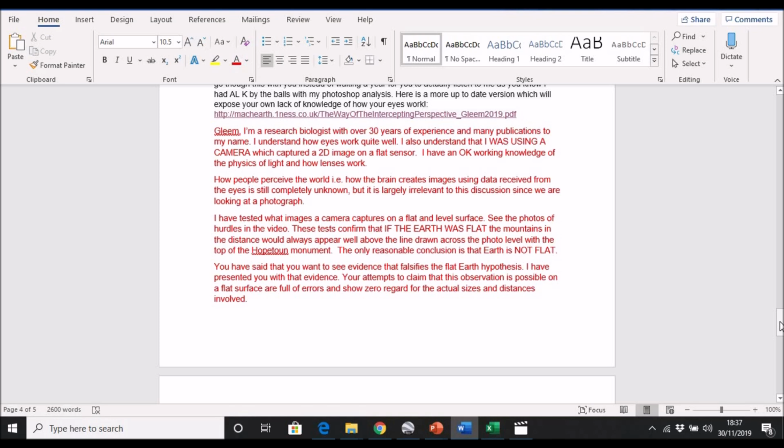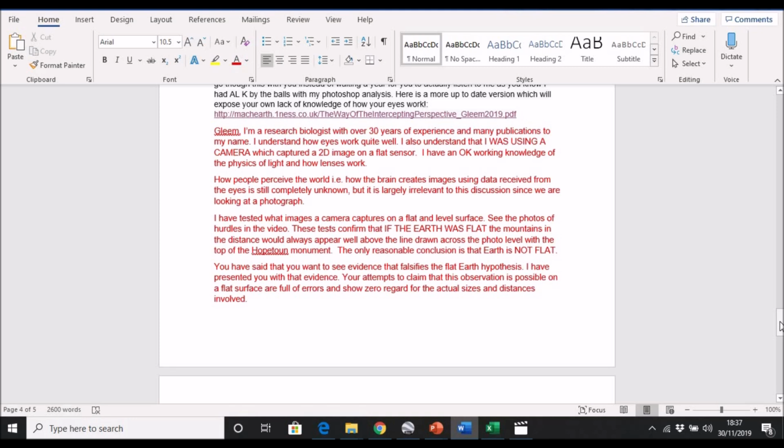We're looking at a photograph and we're making a particular measurement based on geometry that is testable. And I've tested what images a camera captures on a flat and level surface. Again, see the photos of the hurdles in my video. These tests confirm that if the Earth was flat, the mountains in the distance should always appear well above the line drawn across the photo, level with the top of the Houghton Monument. This is just a fact of geometry.